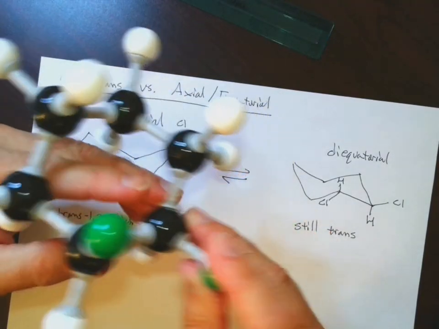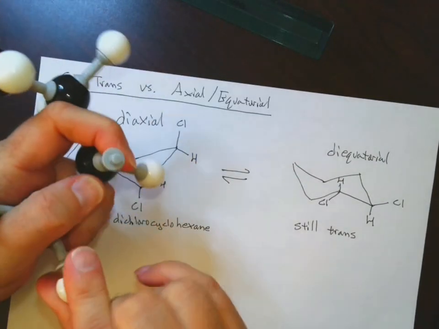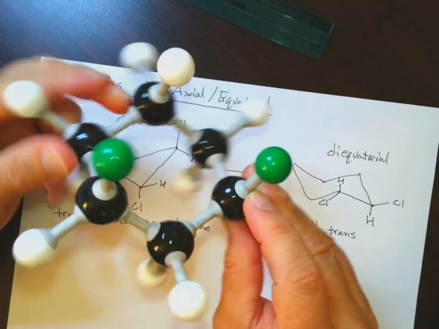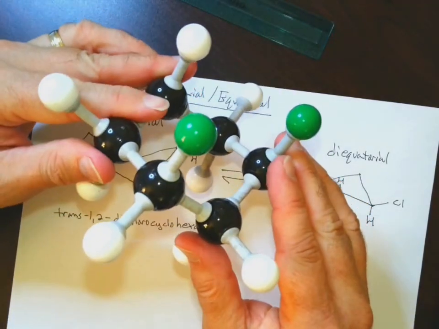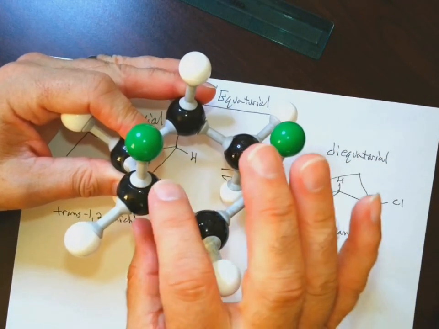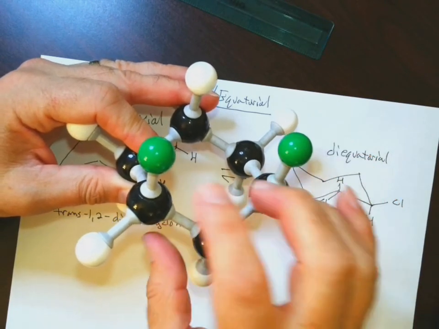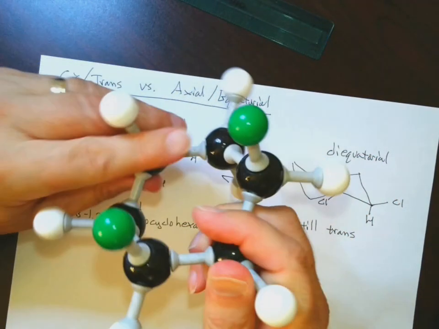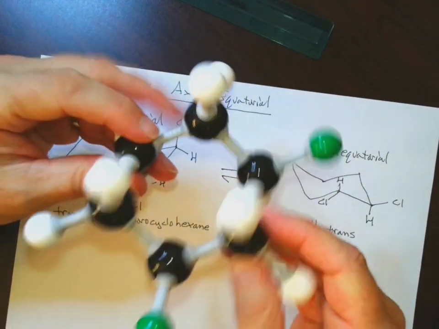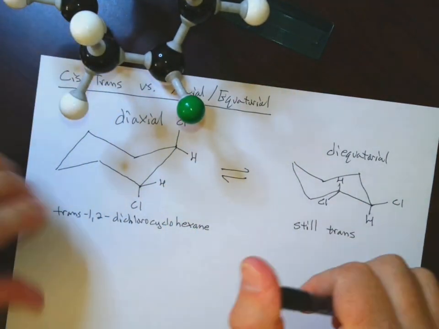Now, this is going to be different than, let's say, 1,3, where now our diaxial 1,3-dichlorocyclohexane is actually the cis isomer. So cis 1,3-dichlorocyclohexane is diaxial, and cis can also be di-equatorial here.